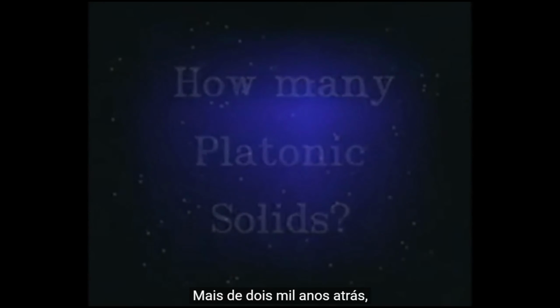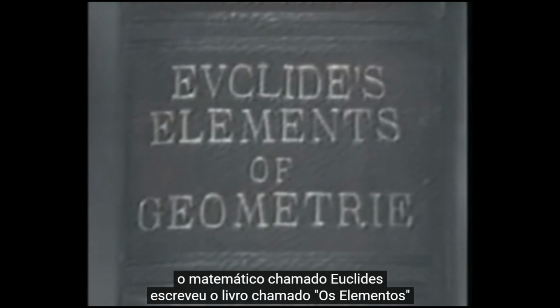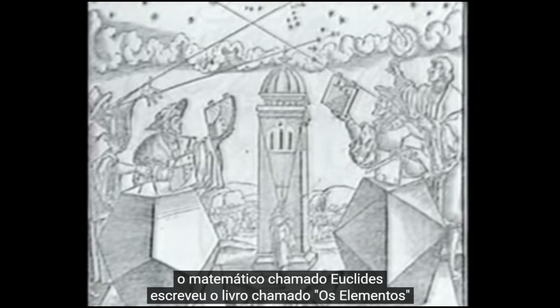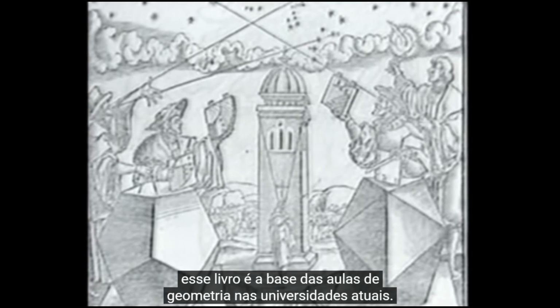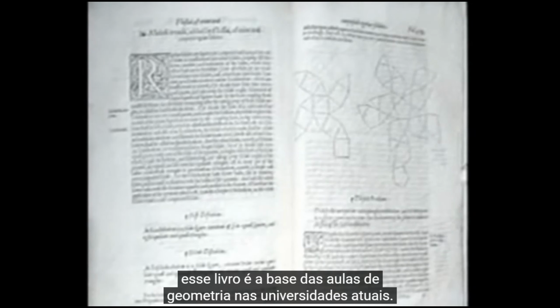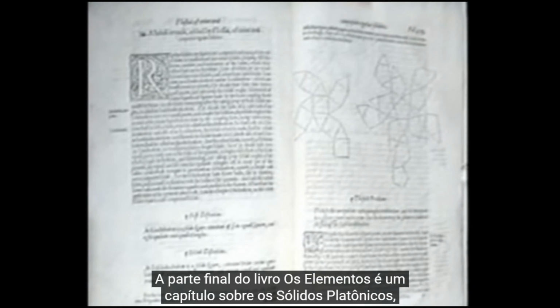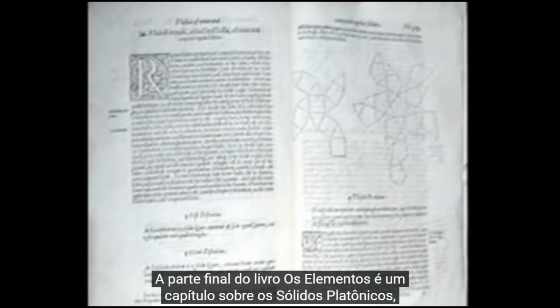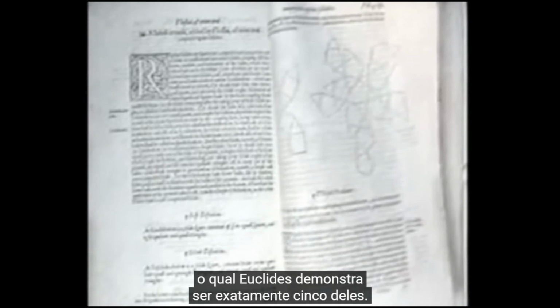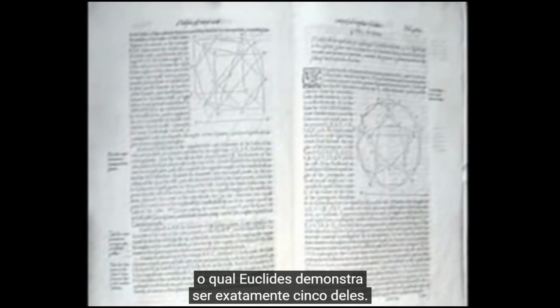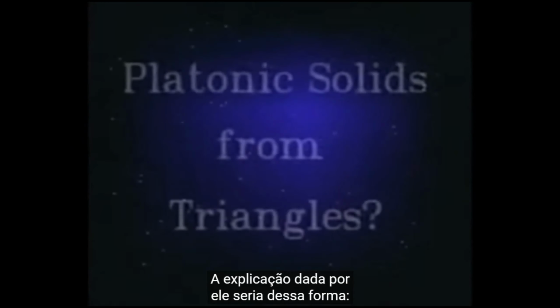Over 2,000 years ago, a mathematician named Euclid wrote a book called The Elements. This book is the basis for most of today's high school geometry courses. The grand finale of The Elements is a section about the Platonic solids, in which Euclid shows there are exactly 5. His explanation goes something like this.